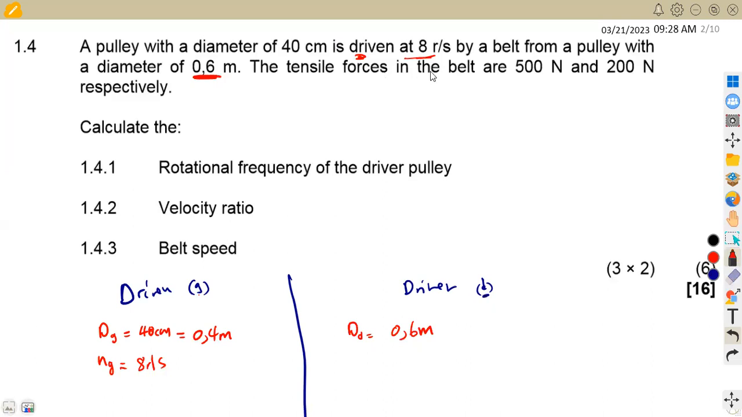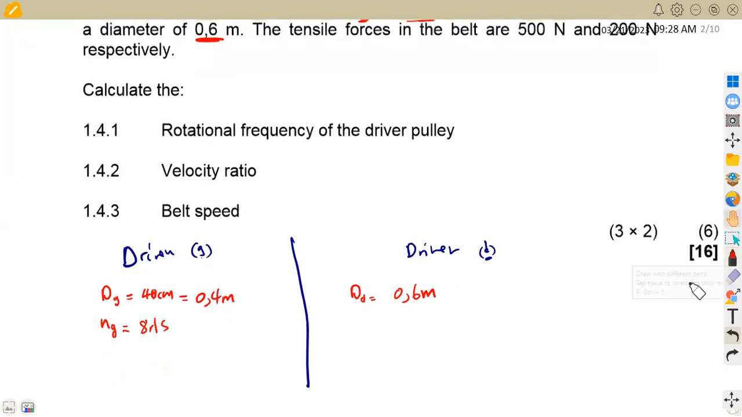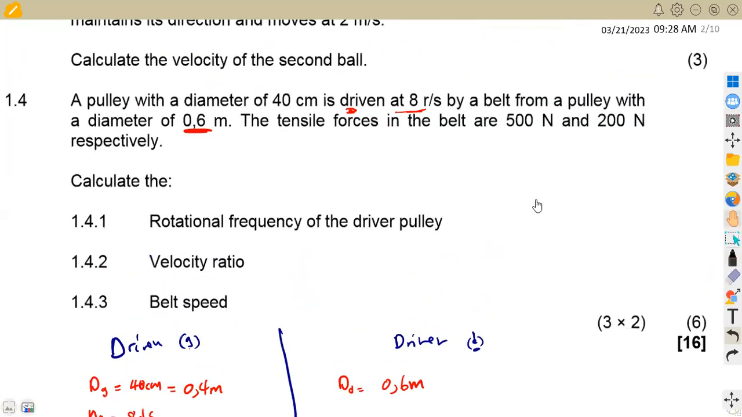The tensile forces in the tight belt are 500 Newton and 200 Newton respectively. So how do you know this is T1 and T2? Remember, T1 is for the tight side, and the tight side is supposed to have the bigger force. So we are given that T1 is equivalent to 500 Newton, which is the bigger force. Then T2, which is the slack side, has lesser force, which is 200 Newton respectively. So this is the information that we have for now.